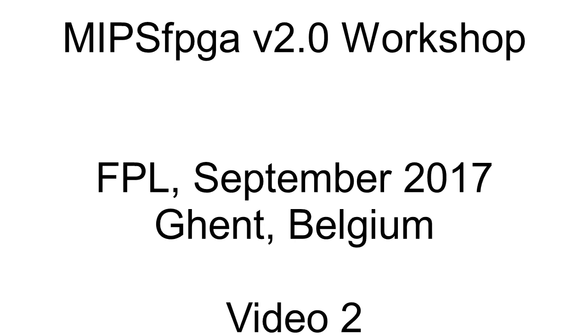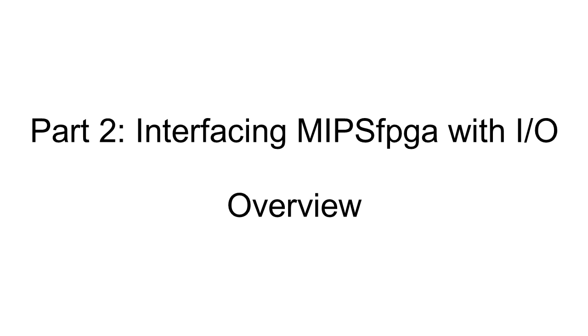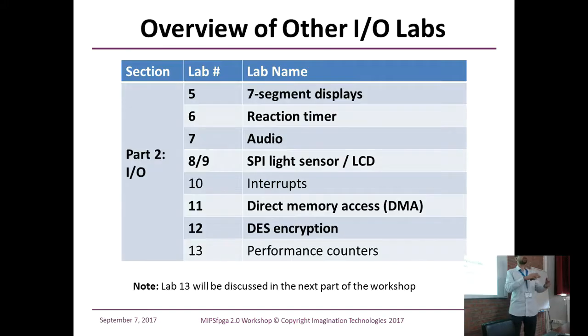We're going to continue where we left off. Up until now, we have the bit stream loaded. We've loaded some C code to blink LEDs using the switches, and we've loaded some interrupt service routine. Now, I'm going to give a brief overview of all the other labs in the I/O section before handing over to Danny, who's going to start going into the MIPS core in depth.